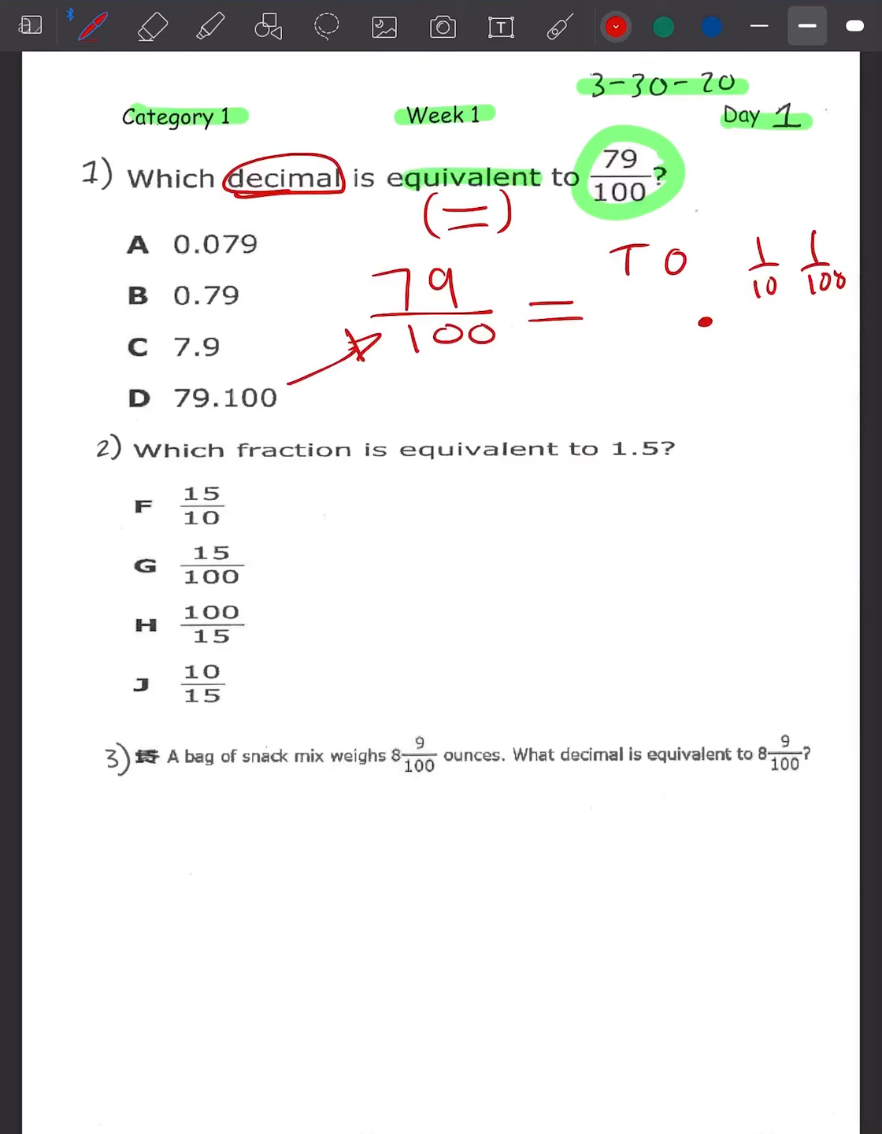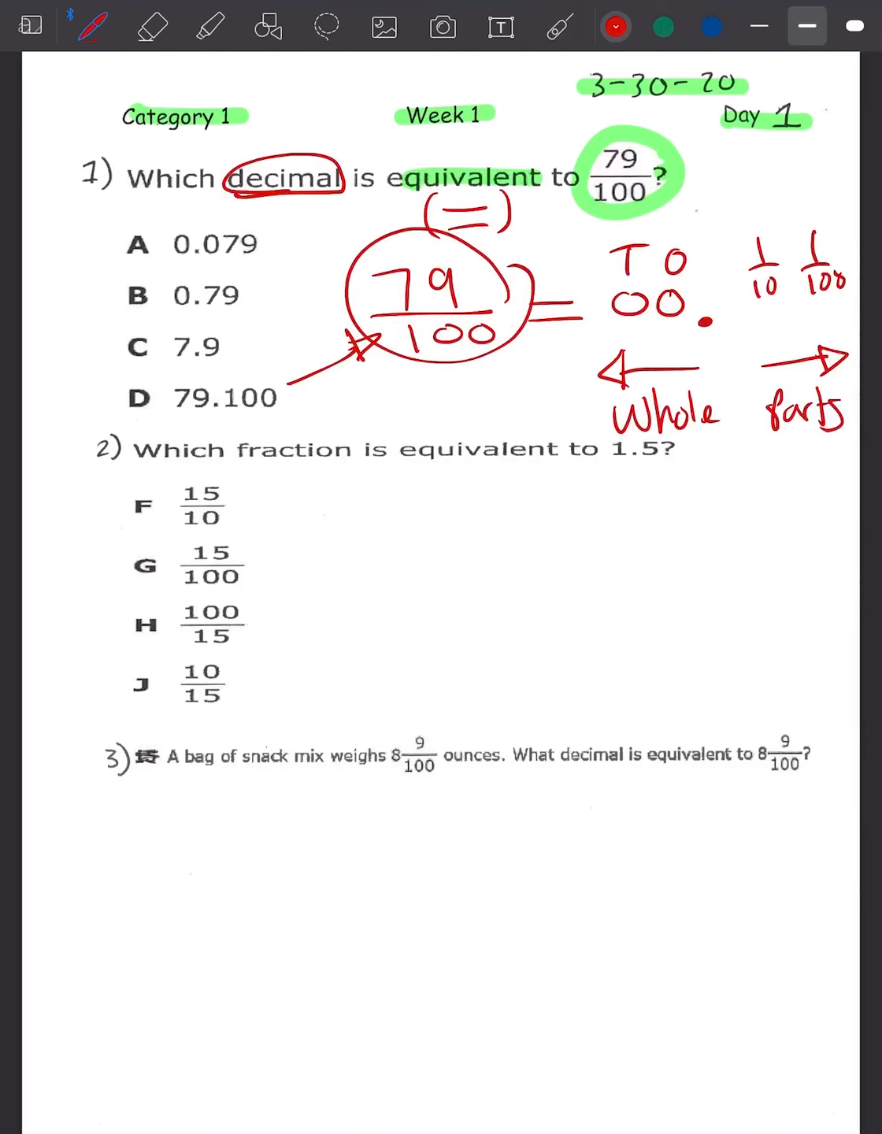Now, do you see any whole numbers, guys? Remember, we said this is our whole numbers. We said this is our parts. Do you guys see any whole numbers in this fraction? No. So we can put zeros. We don't have any wholes. We do have a part, though.